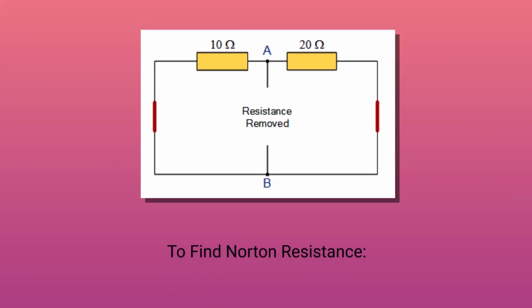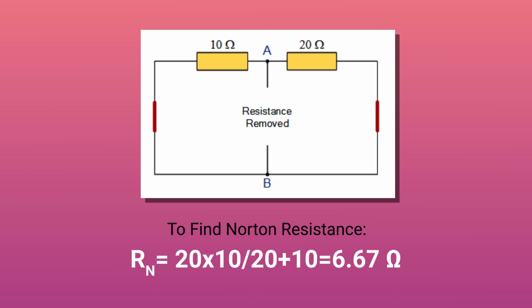Now the next step is what? The next step is to find the Norton resistance. So how do we calculate the Norton resistance? Norton resistance is the equivalent resistance looking from two terminals into a network. So you are looking from these terminals A and B.